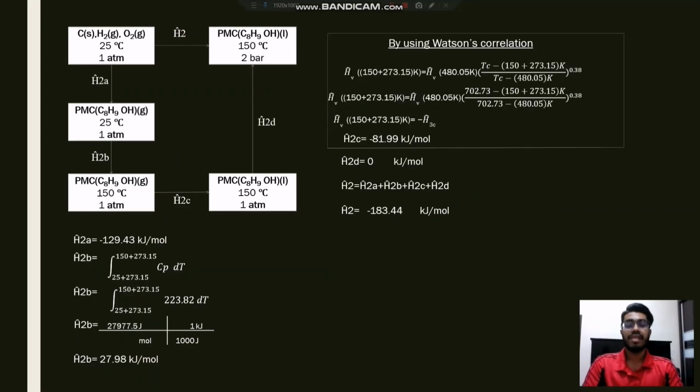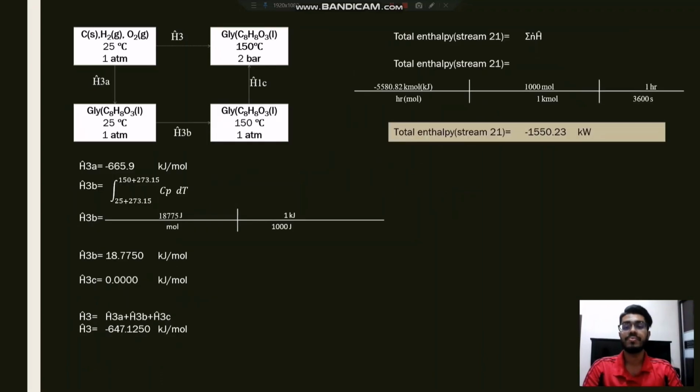And next, for PMC, we also have to draw a hypothetical path from 25 degrees Celsius to 150 degrees Celsius. H2A can be obtained from the information table in the Excel file. H2B can be obtained by integrating the heat capacity of PMC from 25 degrees Celsius to 150 degrees Celsius. And H2C can be obtained by Watson correlation. And H2T can be neglected because the pressure change is slight. Therefore, we can obtain the value of H2. And for glycerin, the steps are followed similarly to ACP. Therefore, we can obtain the value of H3.